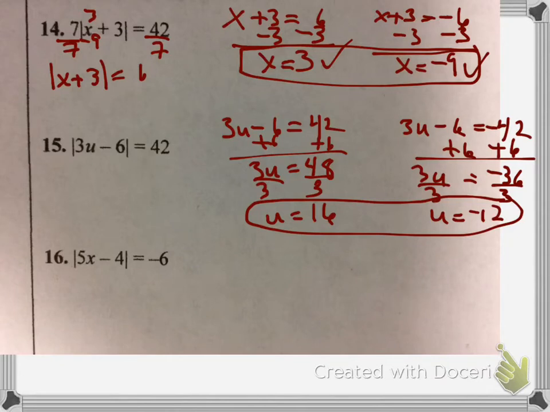Okay, and again, if I check it out, 3 times 16 is 48, minus 6 is 42, and the absolute value of that is 42. 3 times negative 12 is negative 36, minus 6 is negative 42, the absolute value of that. So again, they both check.